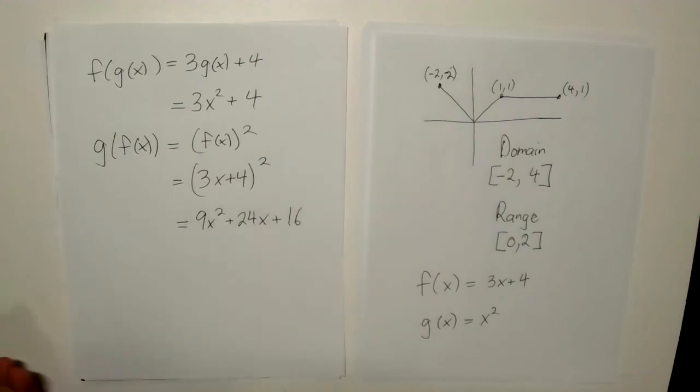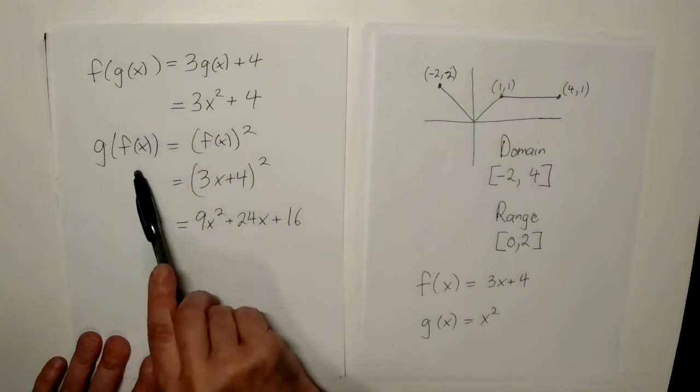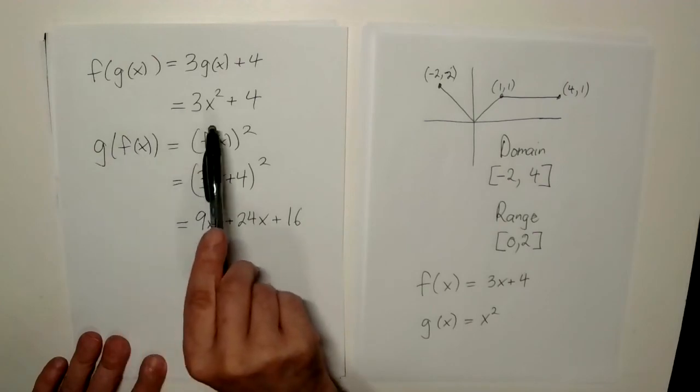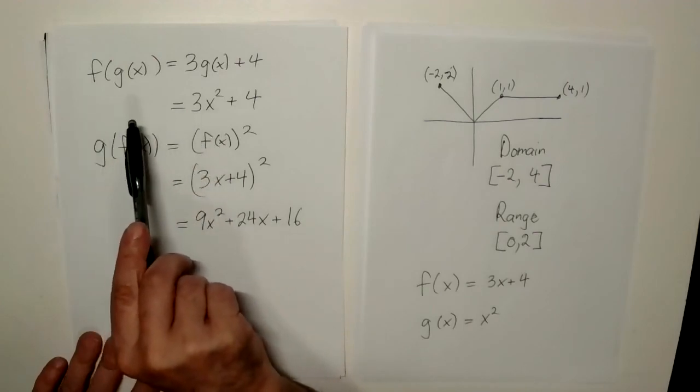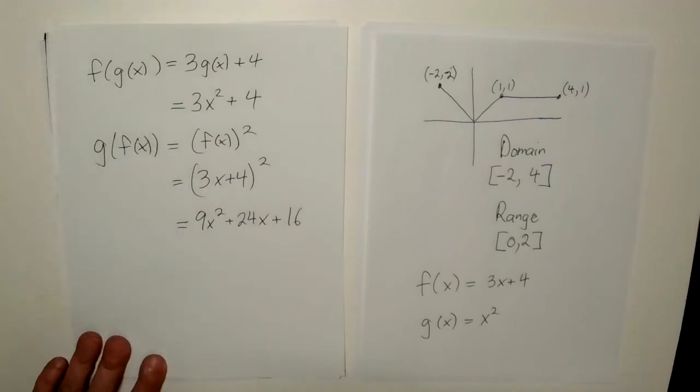And the reason that I'm doing that is so that you'll recognize that f of g of x and g of f of x are different. It matters which of these you think of as the outside function, f here, g here, and which you think of as the inside function.